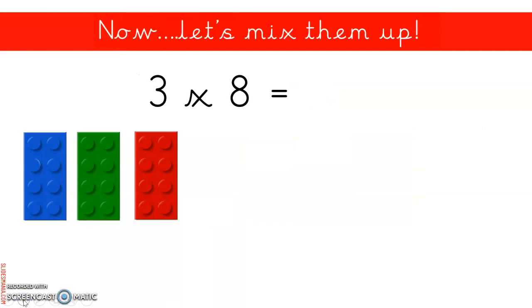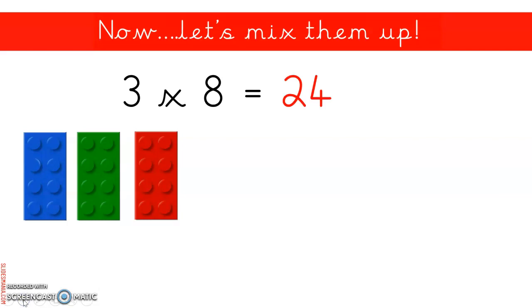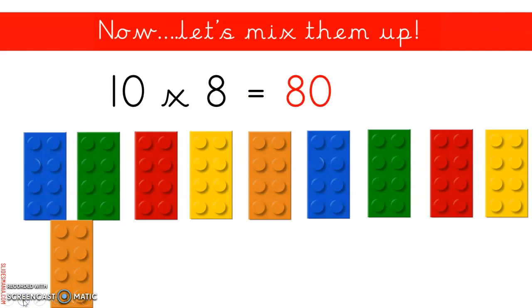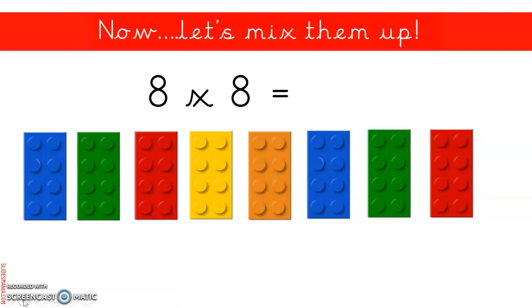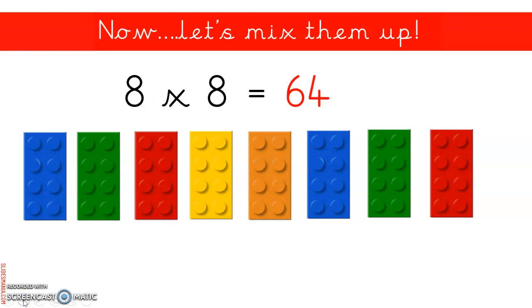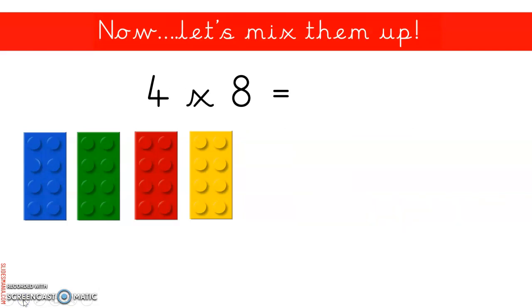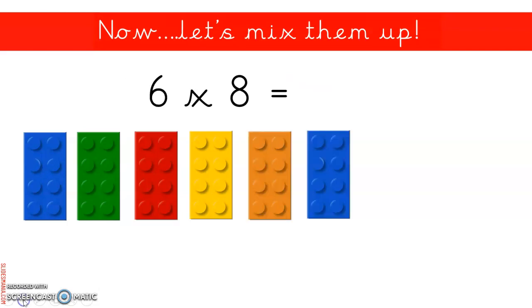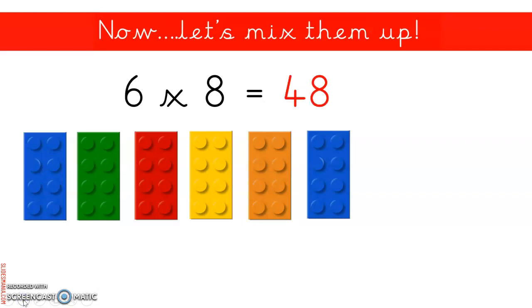Let's mix them up. What's 3 times 8? Don't forget you can pause the video if you need to. 24. 10 times 8. Oh, that's that easy one again. We can do 8s. 80. 8 times 8. Pause the video if you need to. 64. 4 times 8. 32. 6 times 8. Tricky one, this one. 48.